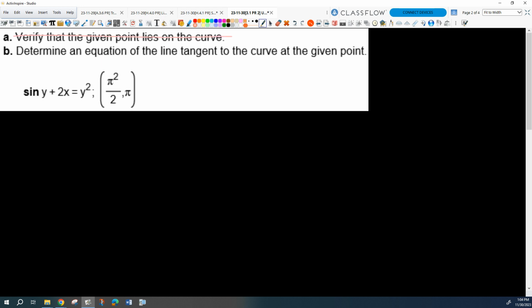How do we determine an equation of the line tangent to the curve at a given point? This is a good one to go through after grading the test because I'm still not sure this is completely clear. When we're finding the equation of a tangent line, all we're finding is a slope and a point. We already have the point, right? This is the point of tangency right here.